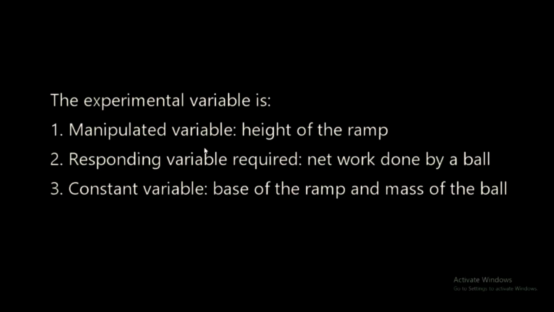In the experiment, as you can see, there are three variables that we measure and observe. Height of the ramp is the manipulated variable, while net work done by the ball is the measured variable. And on the other side, we keep constant the base of the ramp at about 100 cm and also the mass of the ball at about 10 gram.